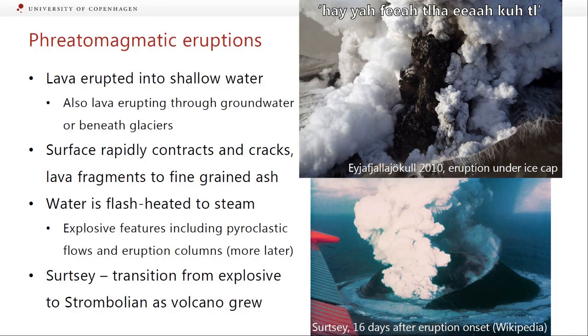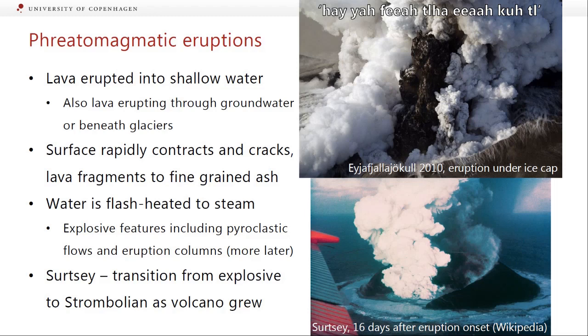Okay, so if we want to make a basalt explode, then we need some help from outside water. These are called phreatomagmatic eruptions. Catherine was asking before about hyaloclastites, and hyaloclastites would be the product of this type of eruption. This is usually lava erupted in shallow water, but it can also be lava that's erupted through groundwater or beneath glaciers. When the lava comes into contact with the water, it cools very, very quickly.